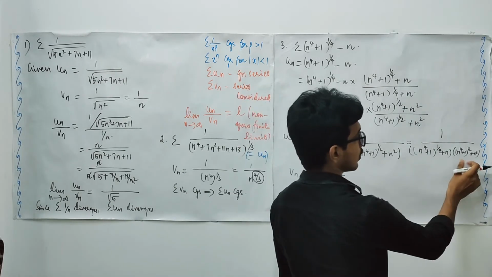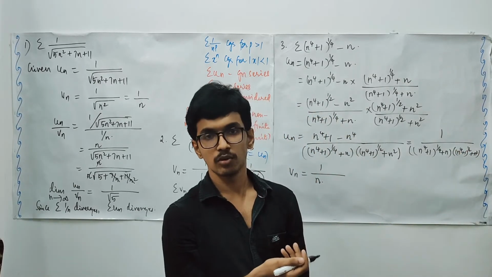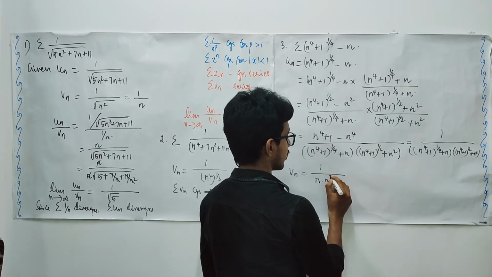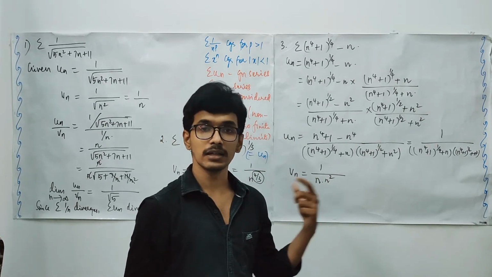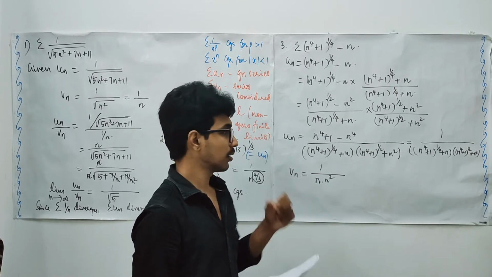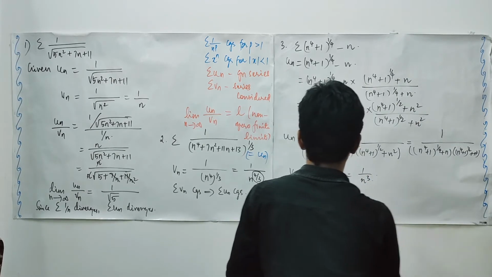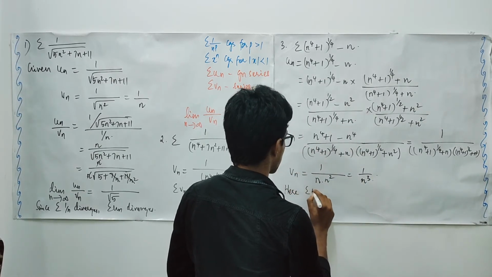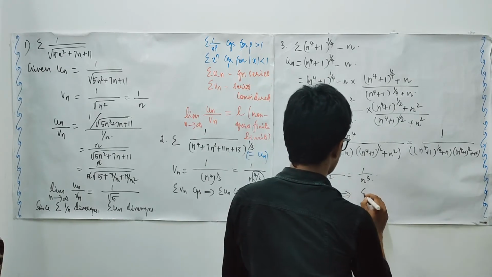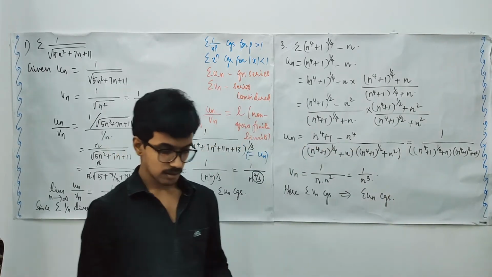Whereas in this you have n squared here, with n to the power 4 raised to the power 1 by 2. So when you manipulate it, you are going to get n square. When the terms are in multiplication, you will have to find out your Vn this way, right? So it is going to be 1 upon n cube. Here your summation Vn converges. This is going to imply your summation Un converges, right?